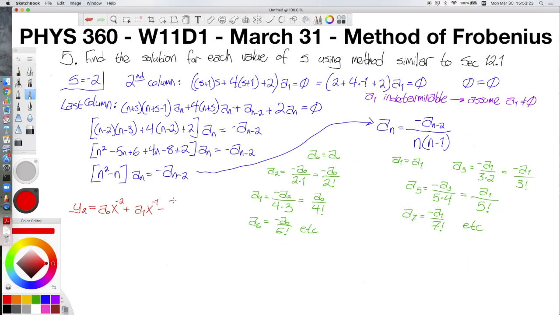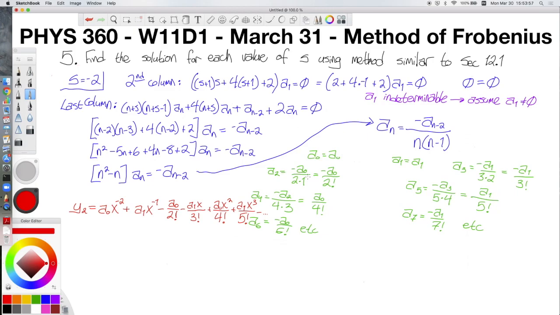Our n equals 2 term just ends up being a naught over 2 factorial. Then our next term is a1 times x over 3 factorial plus a naught x squared over 4 factorial plus a1 x to the third over 5 factorial minus, and so on and so on. Sorry, I kind of overlapped myself there. Poor board management, my bad.